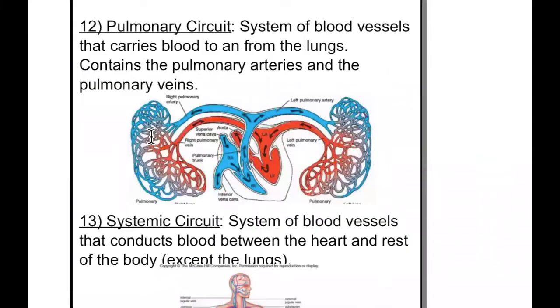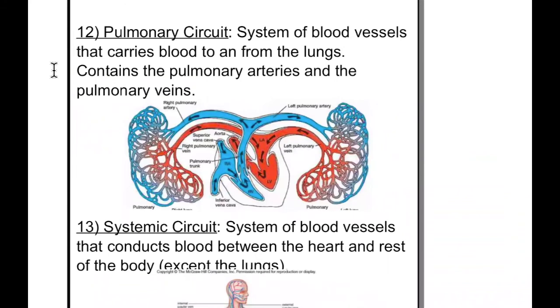Same thing here. The pulmonary circuit is a system of blood vessels that carry blood to and from the lungs. Pulmonary has to do with lungs. Anytime you see the word pulmonary, we are talking about your lungs. So the pulmonary circuit is bringing blood to and from the lungs. Here you see all the capillaries around the lungs, picking up oxygen and dropping off carbon dioxide. We have the pulmonary artery going to the lungs, the pulmonary vein coming back from the lungs. Pulmonary is all about lungs.